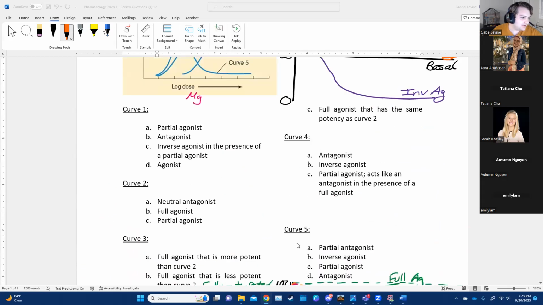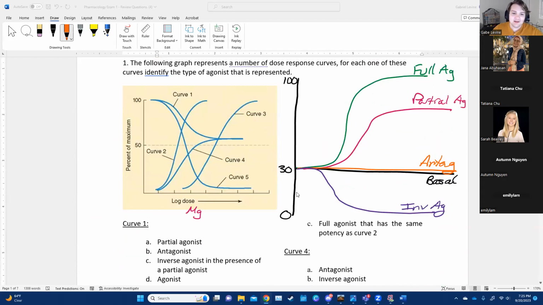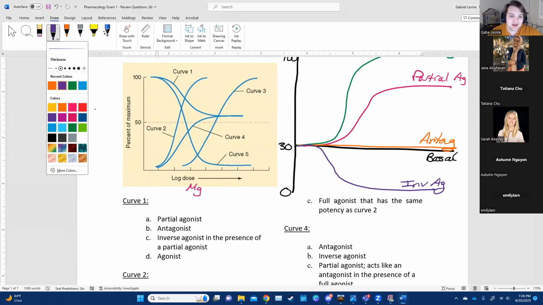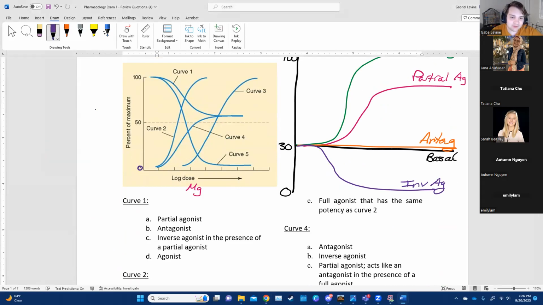All right. Let's go through these problems. I'm going to skip curve 1 for now, and we're going to talk about curve 2. So for curve 2, we are going from what could be assumed almost 0 all the way up to the maximal response. We'll get to curve 1, I promise. We have to explain the other ones first. So we're going all the way up from the bottom to the top.